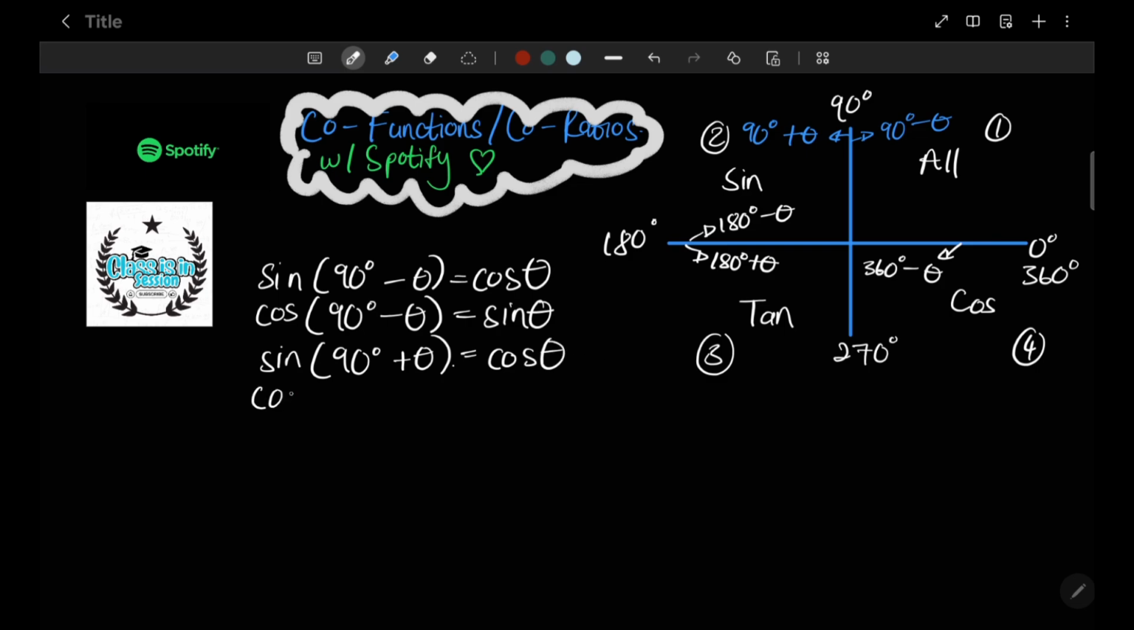Let's do another one. Cos of 90 degrees plus theta. Let's look for 90 degrees plus theta in our CAST diagram. There's 90 degrees plus theta. It's in the second quadrant where cos is negative, right? So your answer should be negative sine theta as you swap between sine and cos.